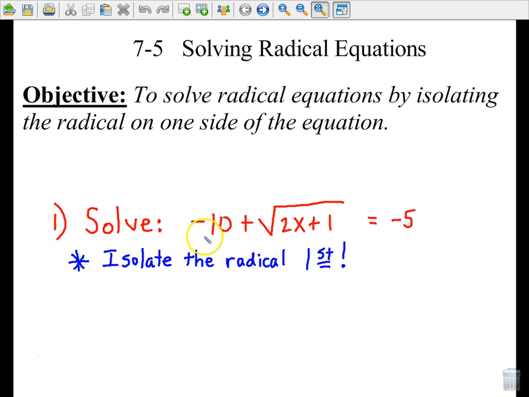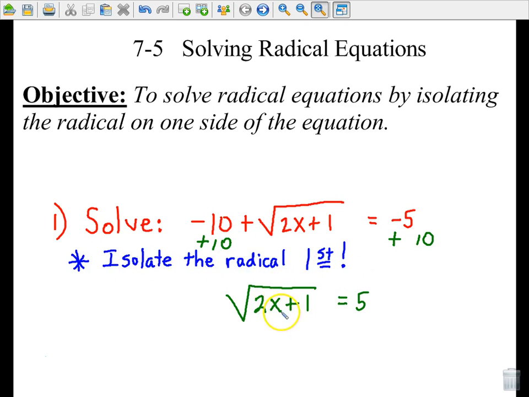And to make that happen, I'm going to add 10 to both sides. I'm going to do the inverse of negative 10, which is adding 10, and that gives me the square root of 2x plus 1 is equal to 5. Okay, so I've accomplished this first step.